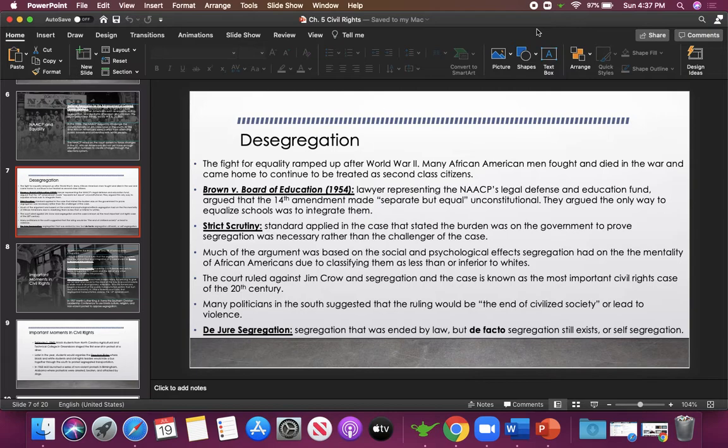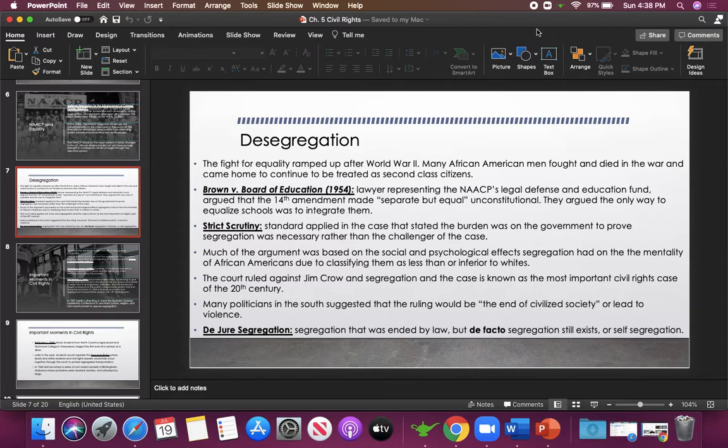And so, things really start with Brown versus Board of Education. There are some rulings leading up to this, but in the case of Brown versus Board of Education, the NAACP is essentially making the argument that the 14th Amendment made segregation unconstitutional. And the only way to equalize society is to integrate society, not just schools, which is what the case was based on, but fully integrate society.